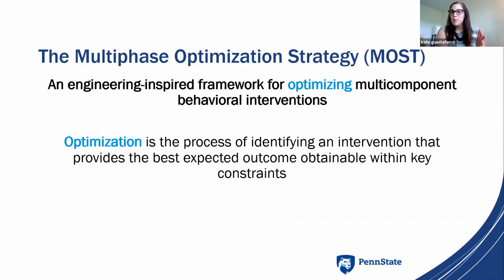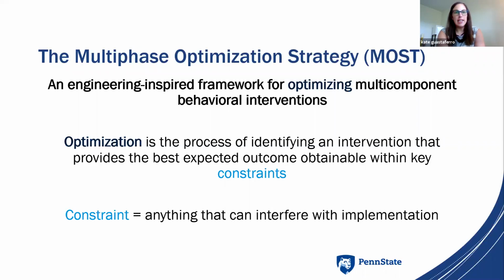Optimization has a very specific definition under the framework of MOST. So optimization is the process of identifying an intervention that provides the best expected outcome obtainable within key constraints. By constraint, I mean anything that can interfere with implementation. That might be time, money, cost of a component, etc.